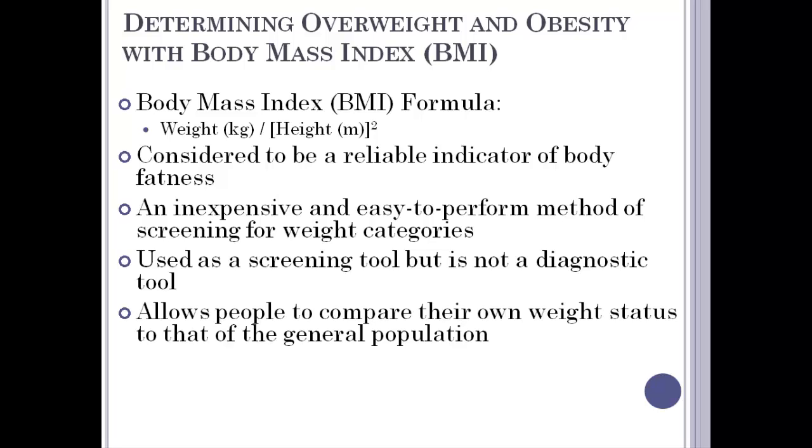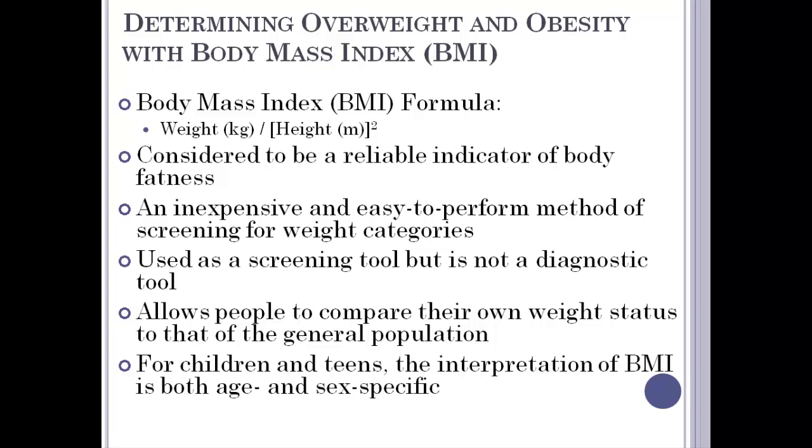It also allows people to compare their own weight status to that of the general population. And for children and teens, it's important to remember that the interpretation of body mass index is both age and sex specific, simply because as children age and grow taller, it affects their weight, and certain genders grow more quickly than others relative to one another. So as we talk about overweight and obesity in children in our synchronous class this week, I'll explain a little bit more about how BMI works with children.